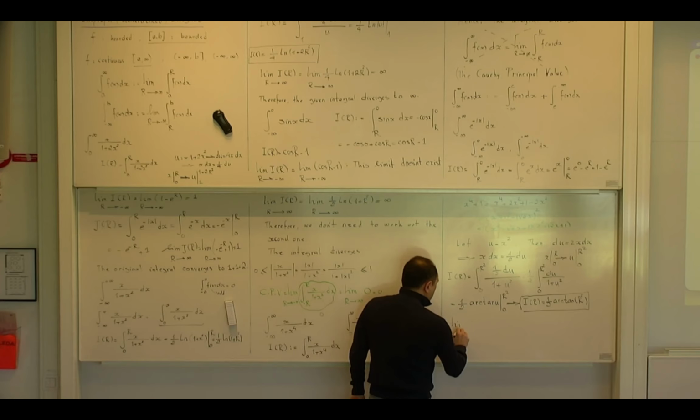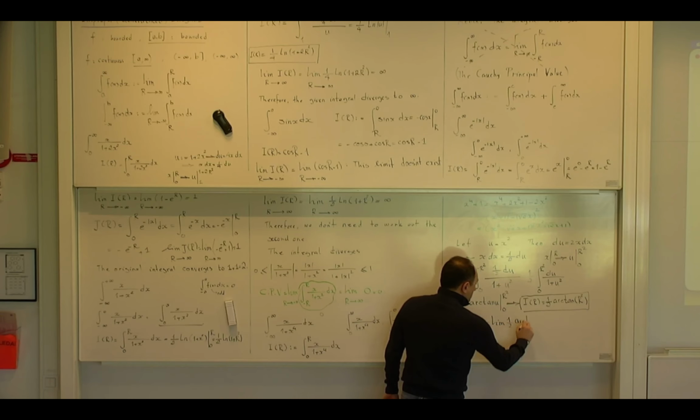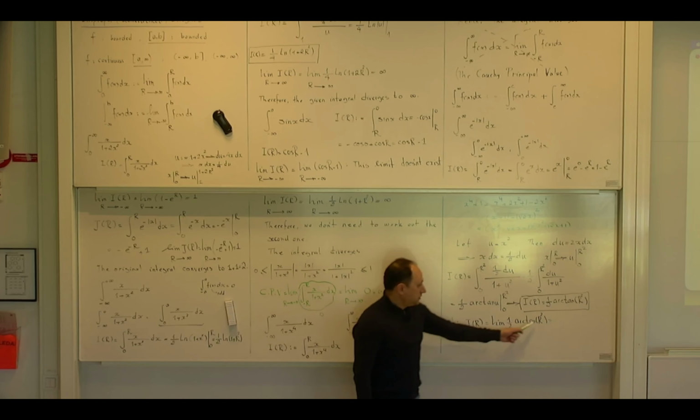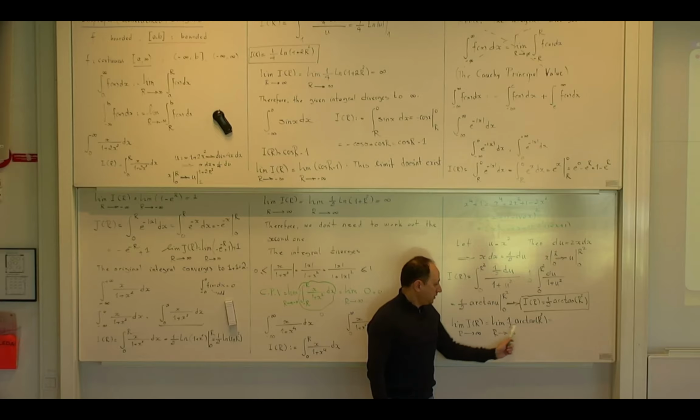So now we calculate the limit of I of r as r goes to plus infinity, which is the limit of 1/2 arctangent of r squared, as r goes to infinity. What's the answer? Pi over 4. Why? Because this becomes arctangent of infinity. The limit of arctangent when the argument goes to infinity is pi over 2, and this is 1/2. So it is pi over 4.